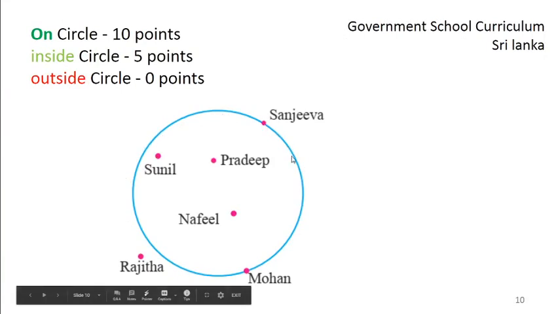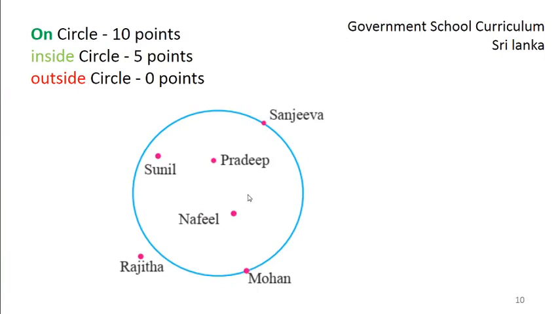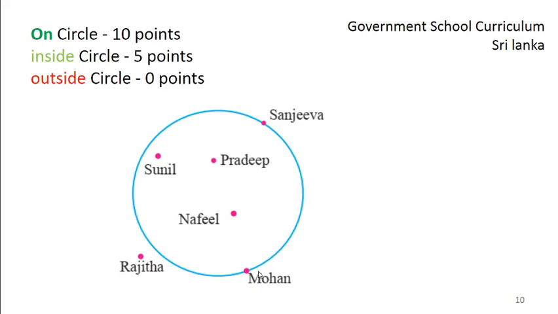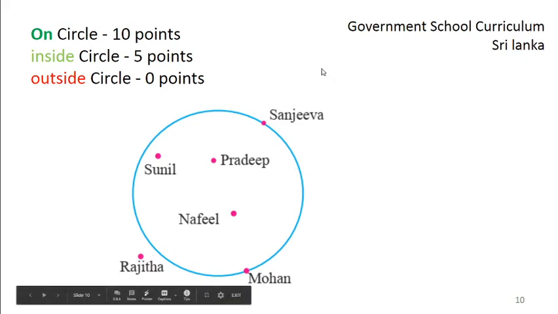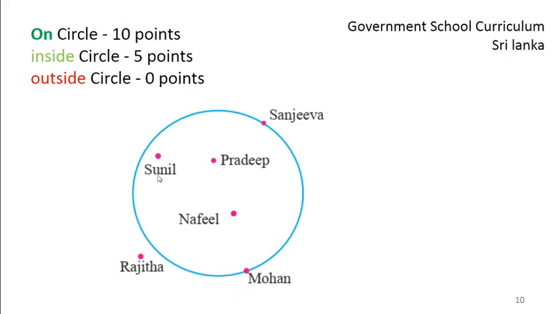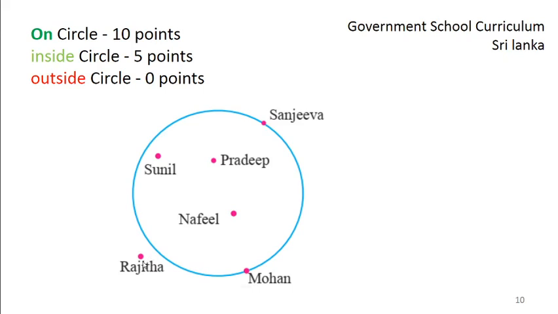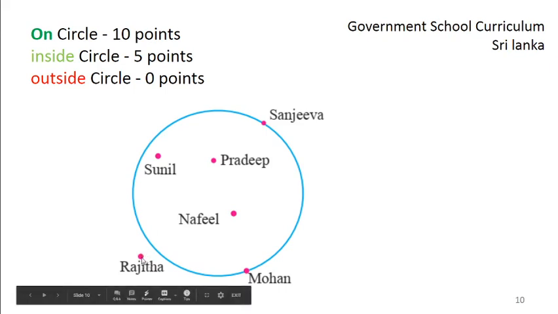So here is our dart board. It's a circular board, and if you put the dart on the circle, you will get 10 points, but if you put it inside the circle, you will get 5 points. If you hit the dart outside the circle, you will get 0 points. So who gets 10 points? Sanjeeva and Mahan. Who gets 5 points? Nafil, Pradeep and Sunil. Who gets 0 points? Rajit, because he hit the dart outside the dartboard, so he gets 0 points.